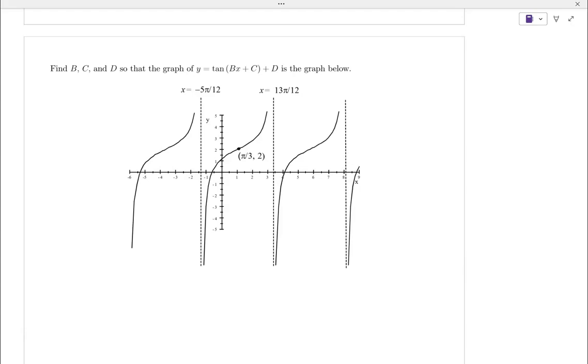Let's do the D first. I don't think that's too hard, at least I hope it's not too hard. D is vertical shift. The point that I labeled should have been where? It's a tangent graph. That point should have been at 0, 0, right? And now it's at a height of 2. So what's your D value? 2. Good. That should have been a y coordinate of 0. It's moved to a y coordinate of 2. So your D should be 2.